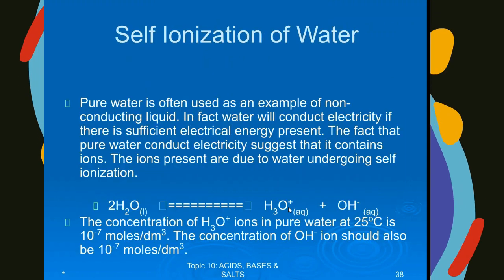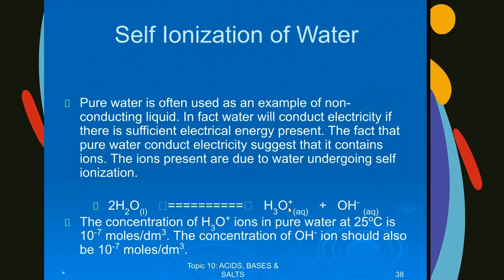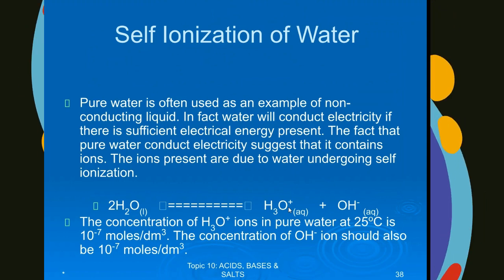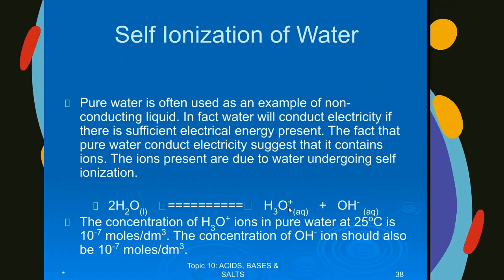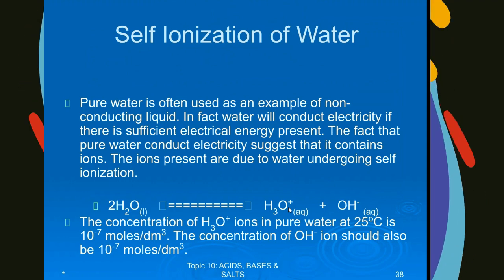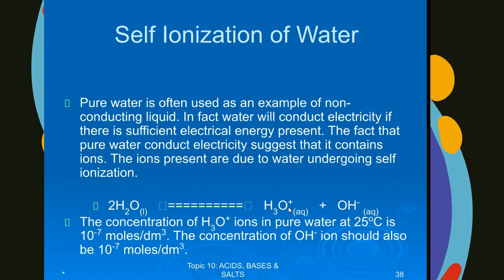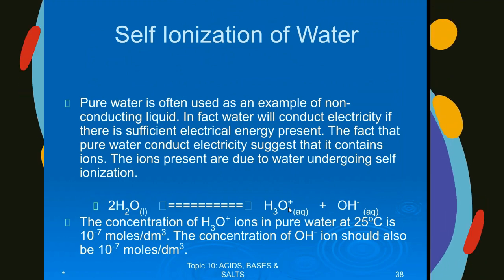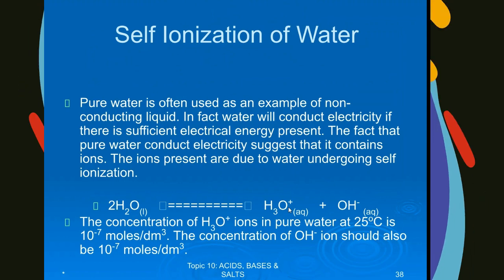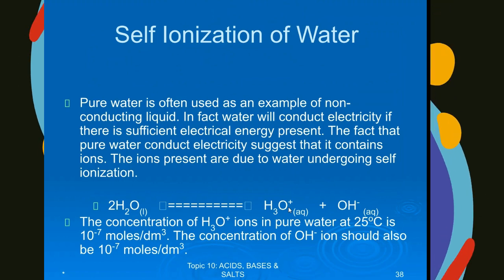So self ionization of water means how water makes ions by itself. Pure water is often used as an example of a non-conducting liquid, right? In fact, water will conduct electricity if there is sufficient electrical energy present. The fact that pure water conducts electricity suggests that it contains ions, right? The ions present are due to water undergoing self ionization. How? For this we need two molecules of water, and we get H3O plus, that is the hydronium ion, plus OH minus ion.